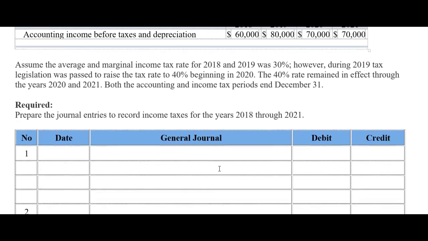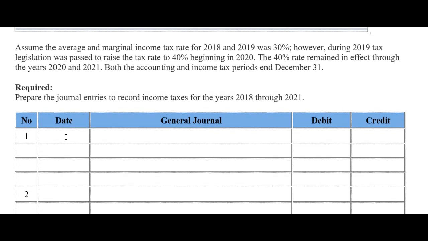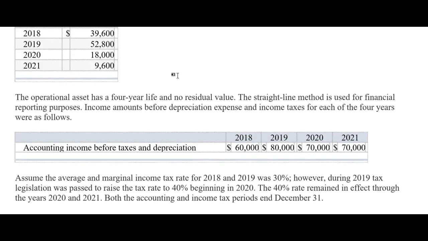So let's start with 2018. This would be December 31st, 2018. Now the entry is very similar. It's going to be income tax expense, and we're going to credit income tax payable. Now, the difference between the two, what we actually have in expense on our income statement and what we actually pay to the government, that's the payable, would either create a deferred tax asset or deferred tax liability. Well, which will it be?